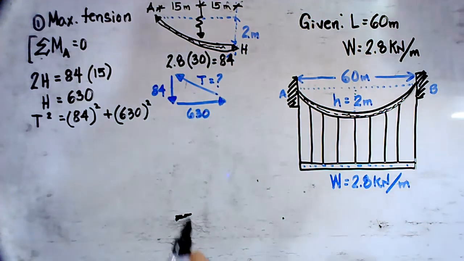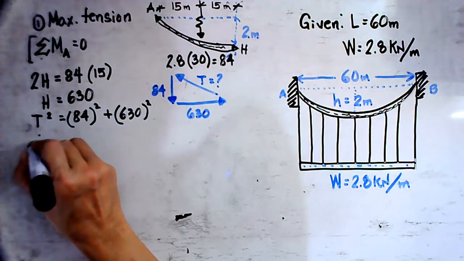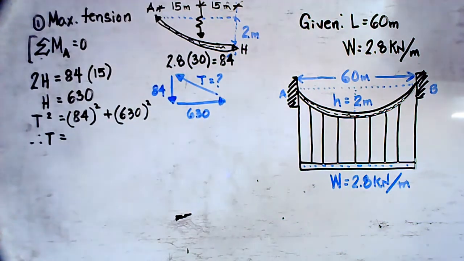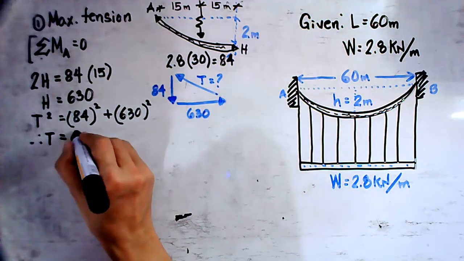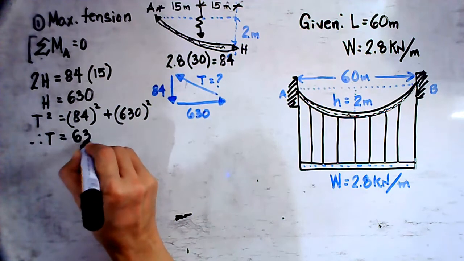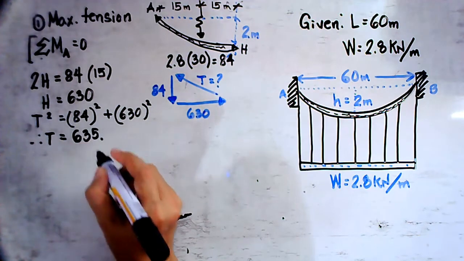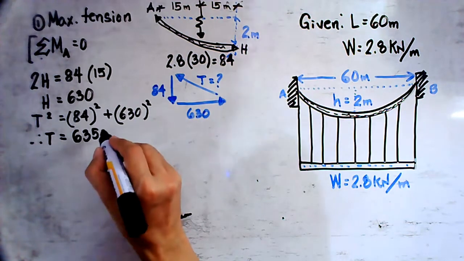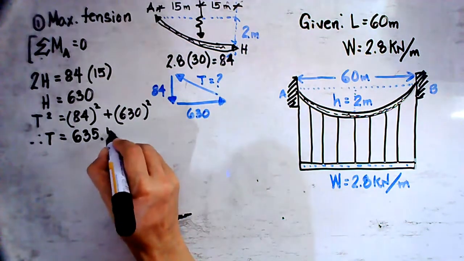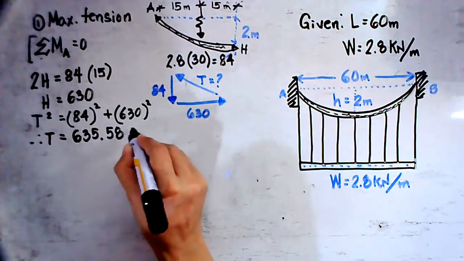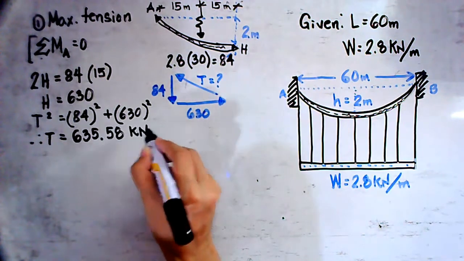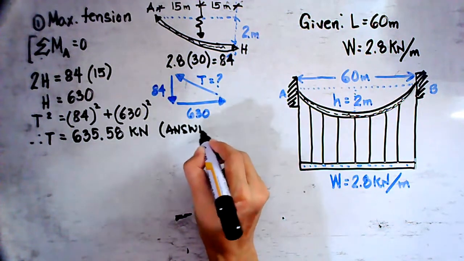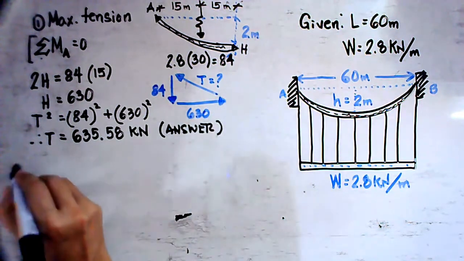With that particular equation, we will be able to determine the value for the tension. And that gives us 635.58 kilonewton. And this is our answer for the first question.